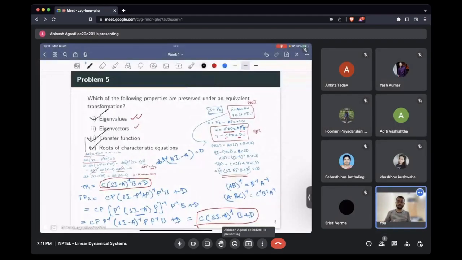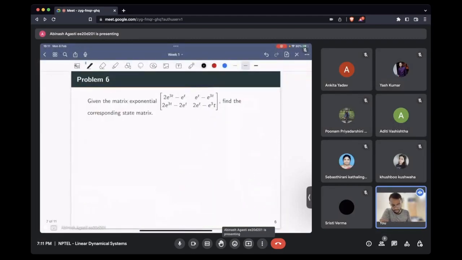Yeah. So this part is clear. Then we move ahead. Given the matrix exponential, find the corresponding state matrix. So we know that e to the power At is Laplace inverse of (sI minus A) inverse. So the other times what we had was we knew the A matrix and we wanted to find out the e to the power At matrix. But here it is the other way around. We have this exponential and we want to find out the original A matrix.